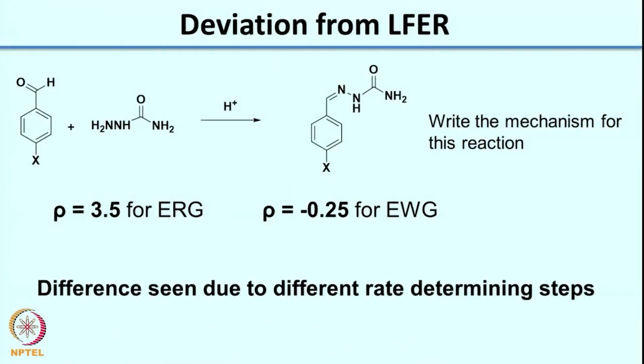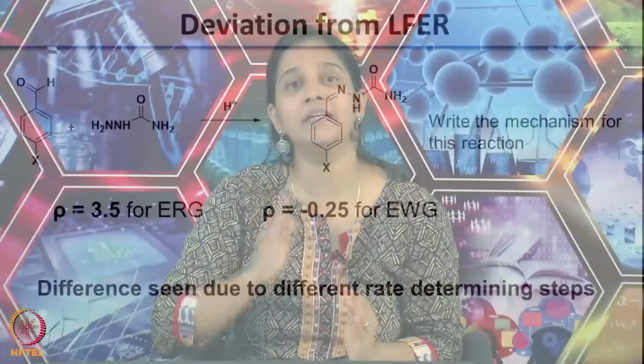One hint I can give you is that in this case the difference is seen due to different rate determining steps. So, for those of you who have the mechanism written down and in front of you, what I would like you to do is now look at the mechanism carefully and identify whether rate determining steps could change depending on the substituent. So, it might happen that for an electron withdrawing group one step is rate determining, whereas for an electron releasing group it is a different step that is rate determining. So, for those of you that have the mechanism in front of you, press the pause button and try to figure out these two rate determining steps.